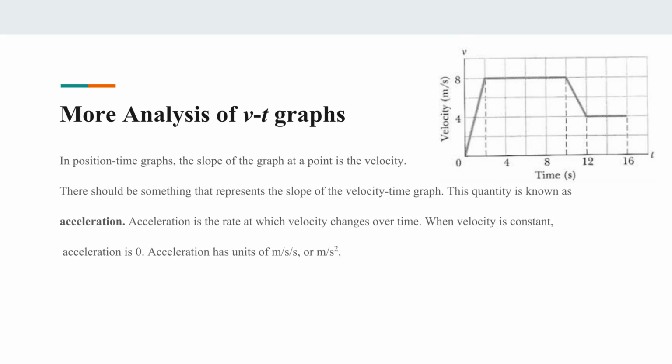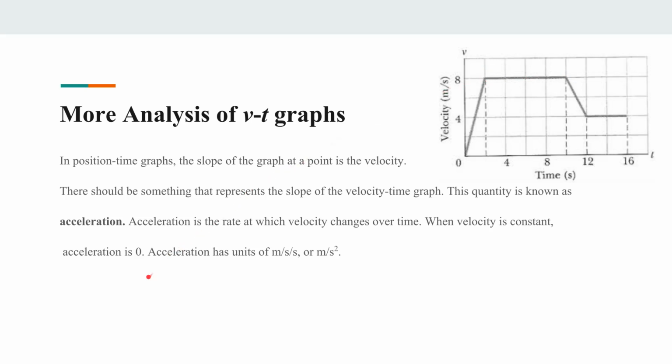In position-time graphs, the slope of the graph at a point is the velocity. So furthermore, there should be something that represents the slope of the velocity-time graph. And there is, and this something is known as acceleration. Acceleration is the rate at which velocity changes over time. So when velocity is constant, acceleration is 0. See how here the velocity is constant. It's always at 8. That means the slope is also 0. That means there's 0 acceleration.